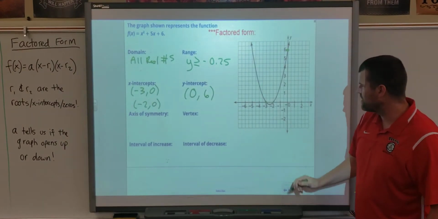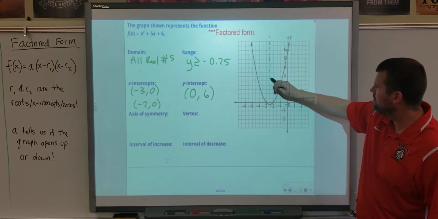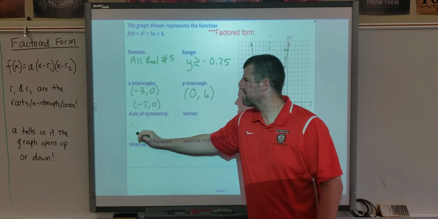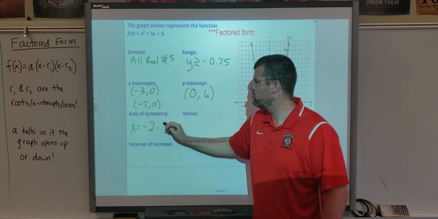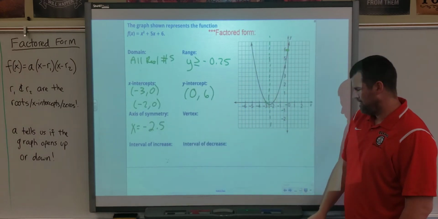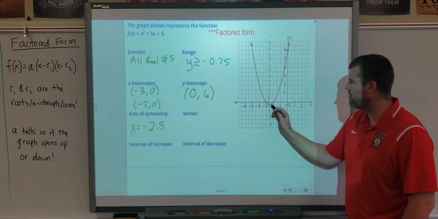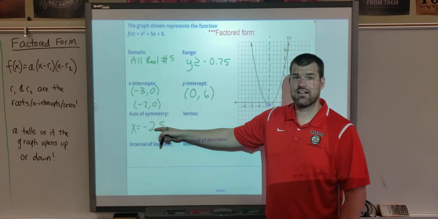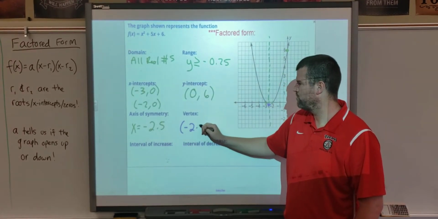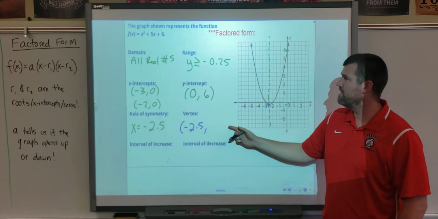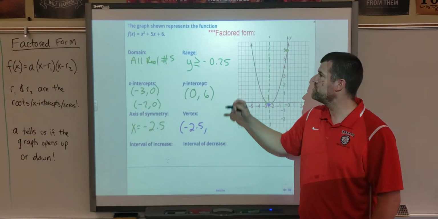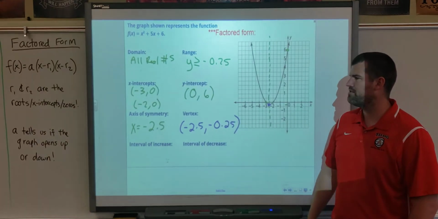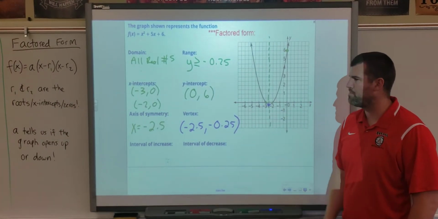Our axis of symmetry, straight through the middle. And that's halfway between negative 2 and negative 3. So that's an x value of negative 2.5. And then our vertex, I go right here, which I know it's going to be the x of the axis of symmetry, so negative 2.5. And then I know the y value is going to be the same y value we used in our range, so negative 0.25. That's our vertex, and that's a minimum, right, because it's at the bottom.